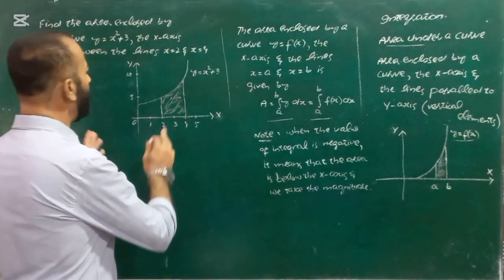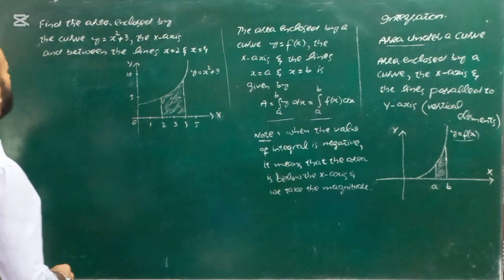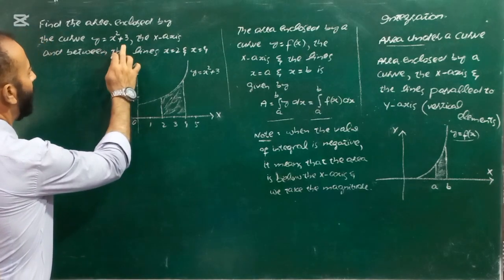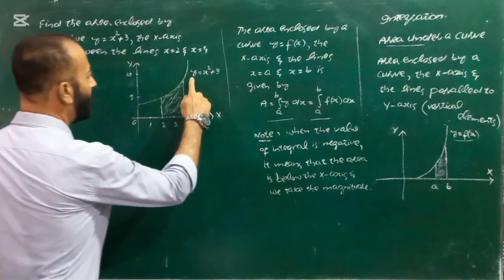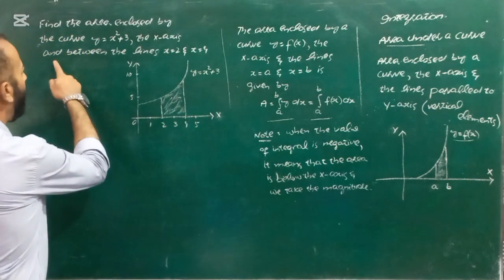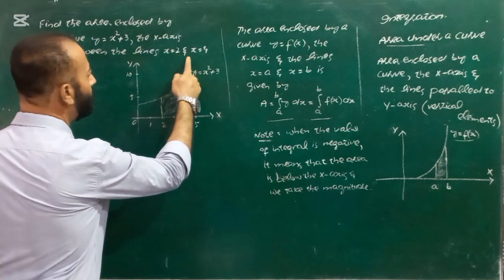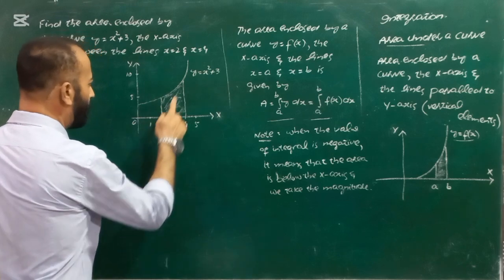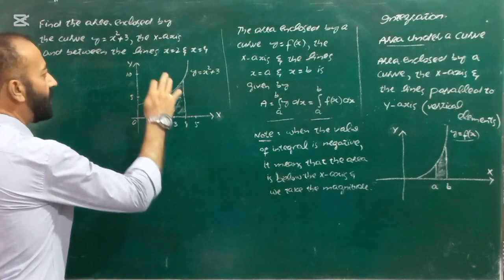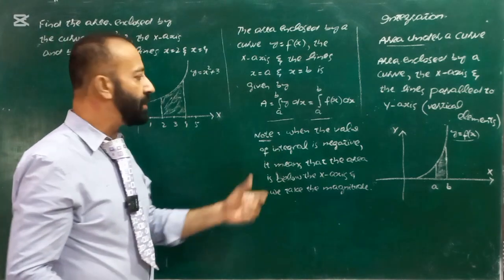So here is a question now. The statement of the question is, find the area enclosed by the curve y is equal to x squared plus 3x. So this is the curve, the x-axis, and between the lines x is equal to 2 and x is equal to 4. So these are lines parallel to the y-axis. This is the requirement that will make your concepts more clear.